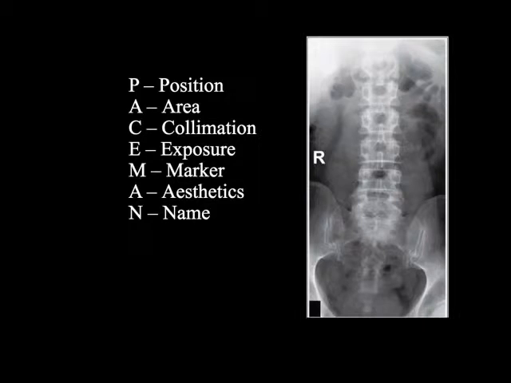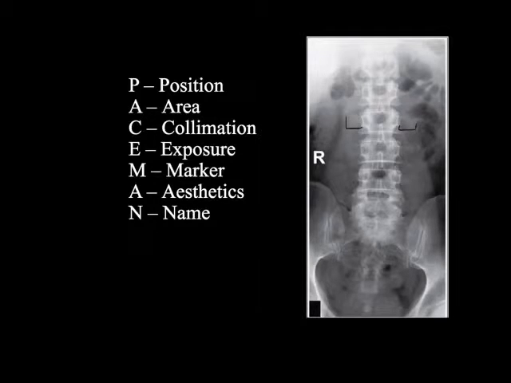So first, we'll look at the position. This is appropriate, and I'm just going to describe what I'm seeing in terms of positioning. This looks to me like an AP lumbar spine, and it's appropriately positioned. I can see that there's not a significant degree of distance between this pedicle and this pedicle, so I know that this is a true AP. There's no angulation in the anatomy.